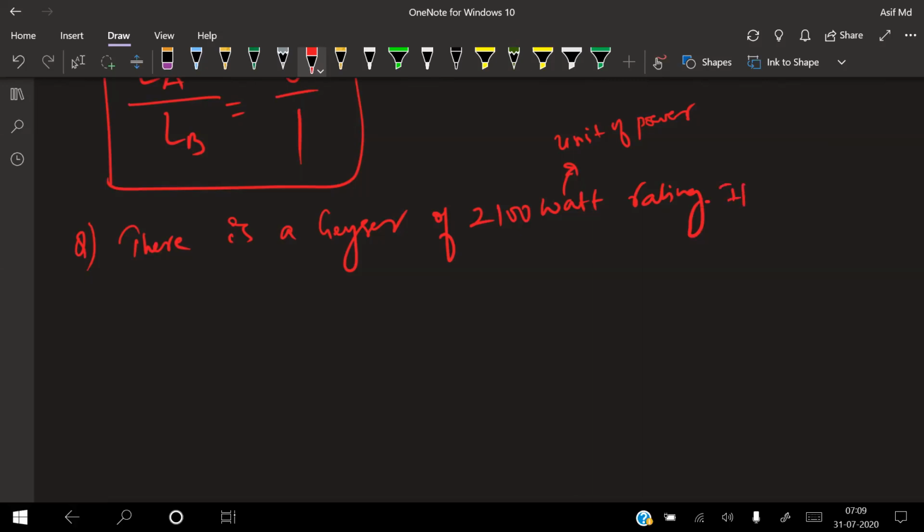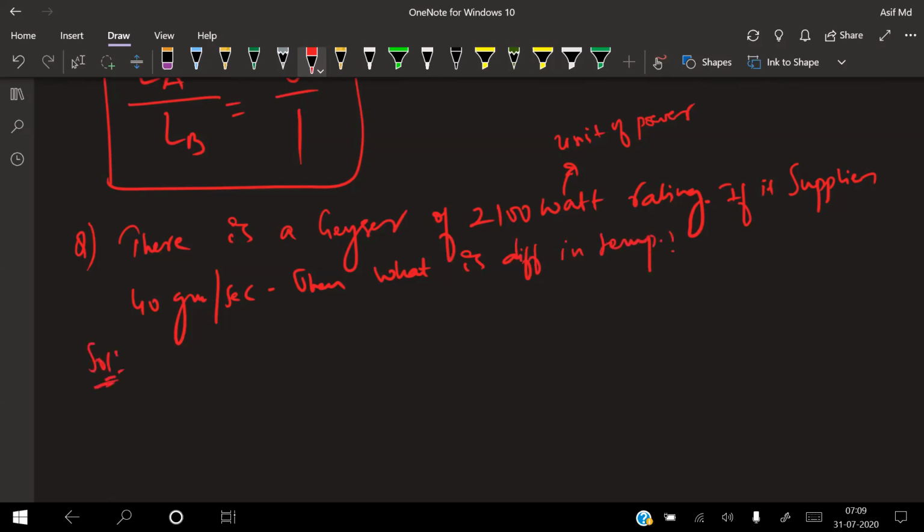If it supplies 40 gram per second, then what is the difference in temperature? What is the difference in your temperature? The SI unit of power is given, beta, that is nothing but watt.